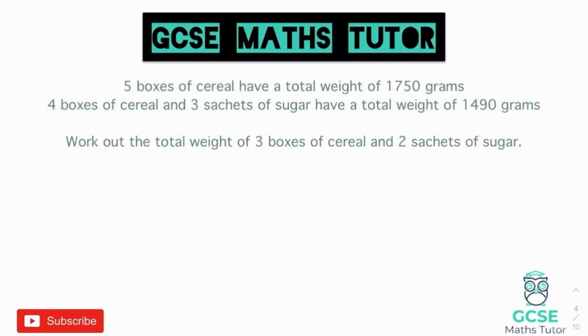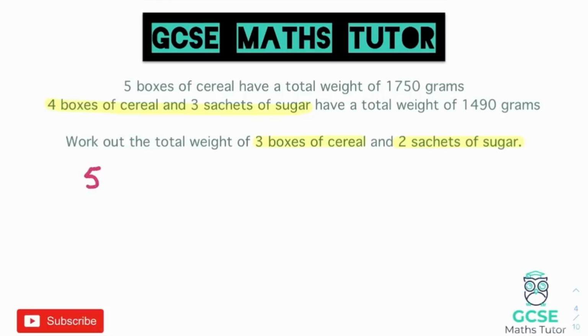It says here that 5 boxes of cereal have a total weight of 1,750 grams. It then says that 4 boxes of cereal and 3 sachets of sugar have a total weight of 1,490 grams. Work out the total weight of 3 boxes of cereal and 2 sachets of sugar. So this question's different because we have 2 different variables. We have the cereal and we have the sugar. So we need to figure out one of them first, and let's have a think about which one we can work out straight away. Because that first line just says about one of the variables, it just says 5 boxes of cereal have a total weight of 1,750. So we can work out one of the boxes by dividing that by 5.